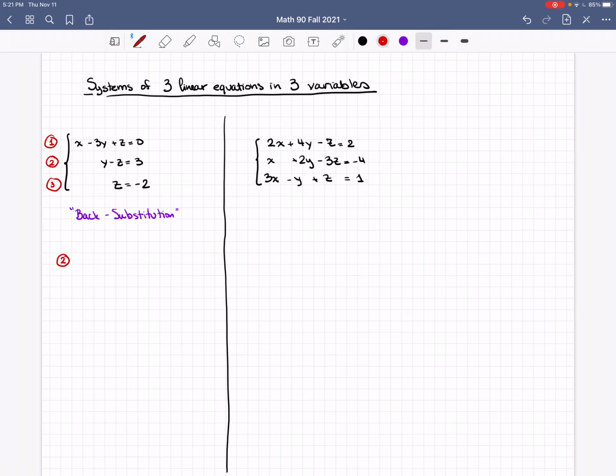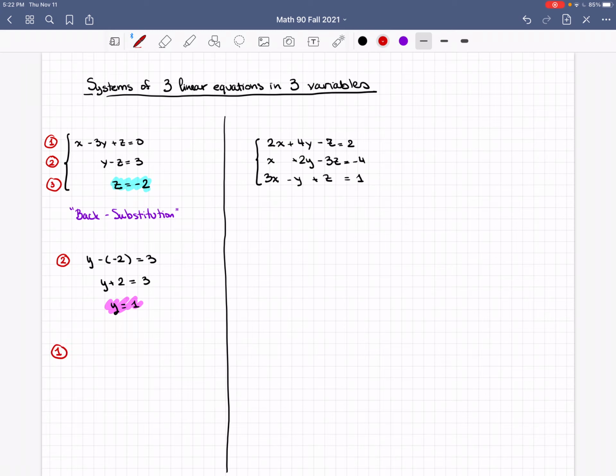plugging the third equation into the second equation, we have y minus -2 is equal to 3. So I'm plugging -2 in for z. So that means y plus 2 is equal to 3. So y is equal to 1. So I have now y is 1, z is -2. And I'm going to take that and plug it into the first equation to get the value of x.